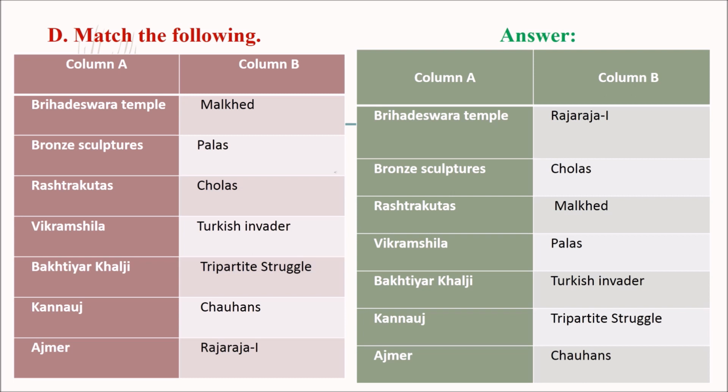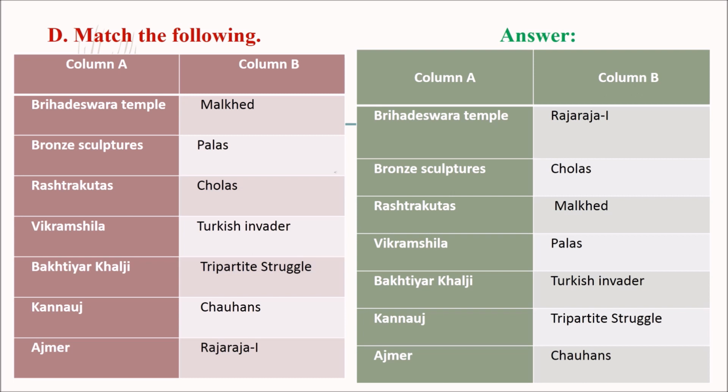Section D. Match the following. First one is Brihadishwara temple. So the correct answer is Rajaraja the First. Second one is bronze sculptures. Answer is Cholas. The next one is Rashtrakutas. Answer is Malkhet. Next, Vikramshila. The correct answer is Palas.